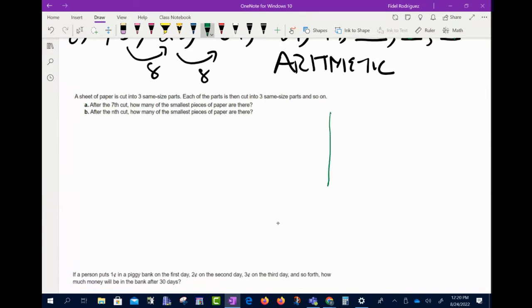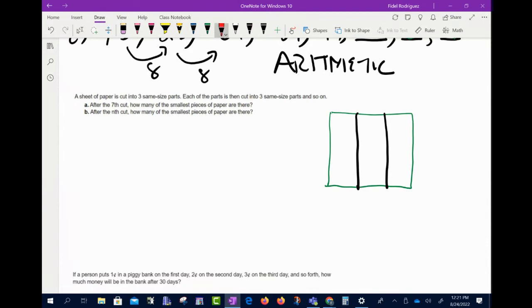Okay, so this is what I'm going to think about. I'm going to have a piece of paper that's going to look like this. I'm just drawing a picture because I'm trying to get a visual of what's going on, right? And we're going to cut it into three equal parts. When we cut it the first time, how many pieces of paper do we have now? We have three, right? Three separate pieces.